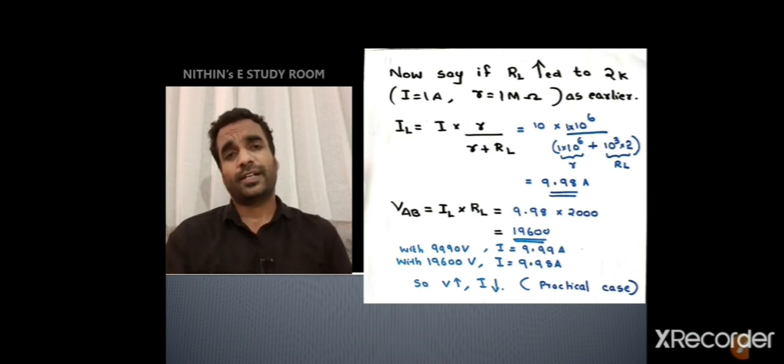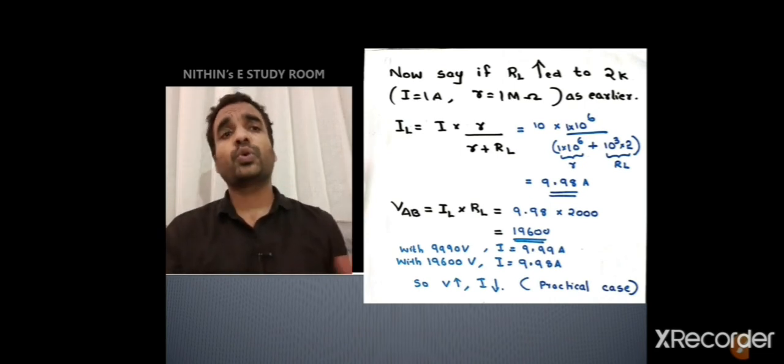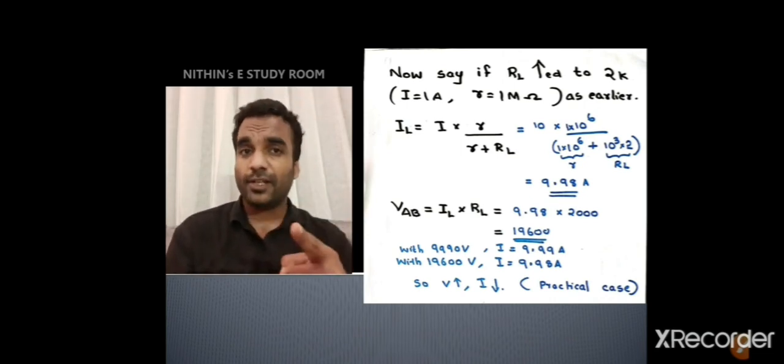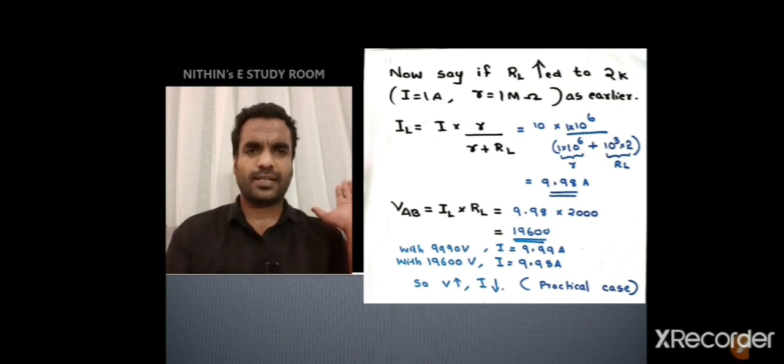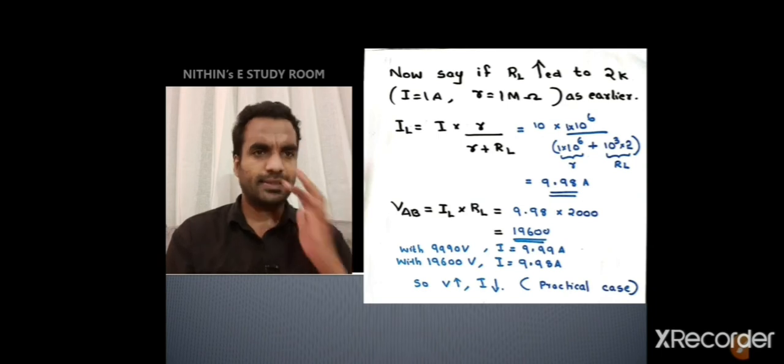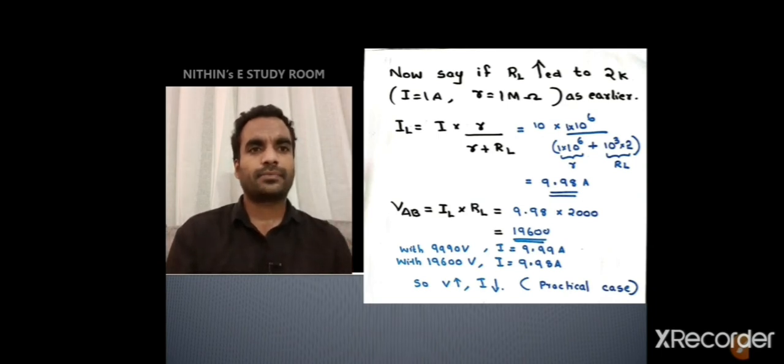Now we are increasing RL to 2 kilo ohm. In the previous case it was 1 kilo ohm, 1000 ohm. Now it is 2 kilo ohm, that is 2000 ohm. And the current is again the same, 10 ampere.